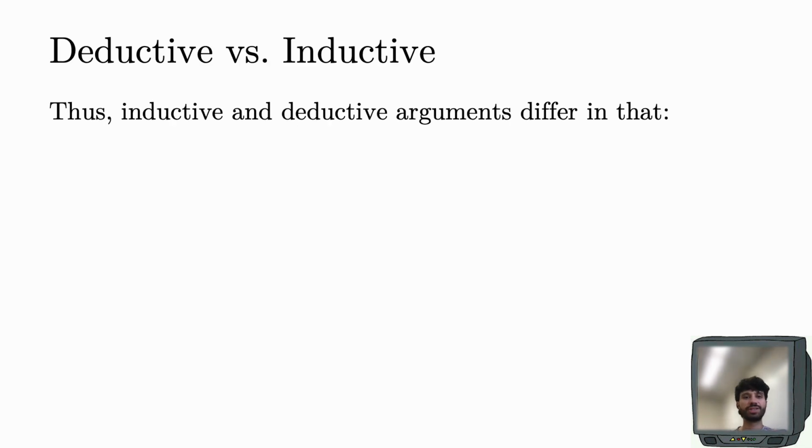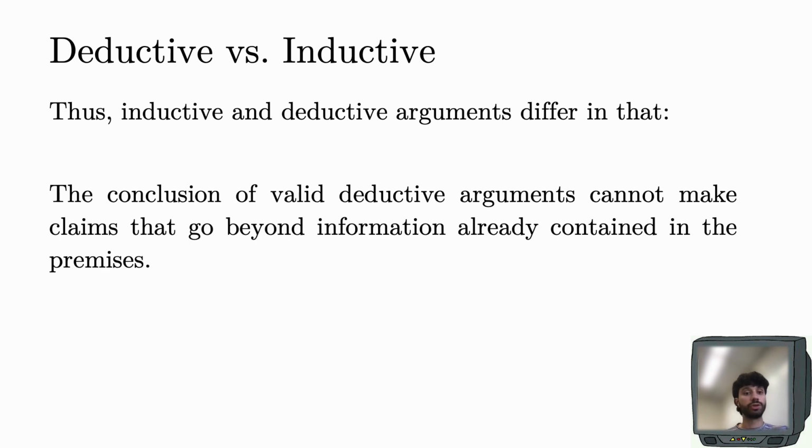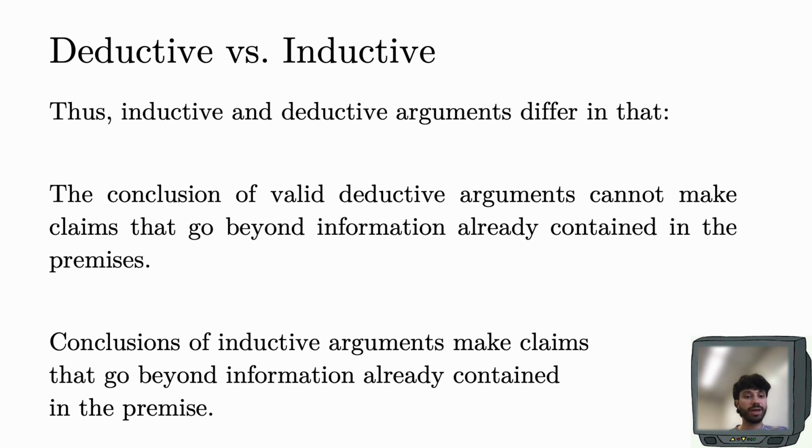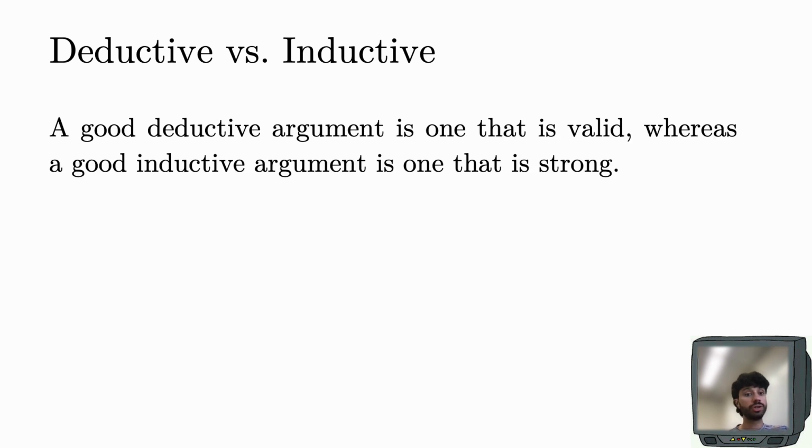Okay, let's look at the difference between deductive and inductive arguments. They're different in that the conclusion of a valid deductive argument cannot make claims that go beyond information already contained in the premises, whereas conclusions of inductive arguments make claims that go beyond information already contained in the premises. A good deductive argument is one that's valid, whereas a good inductive argument is one that's strong.